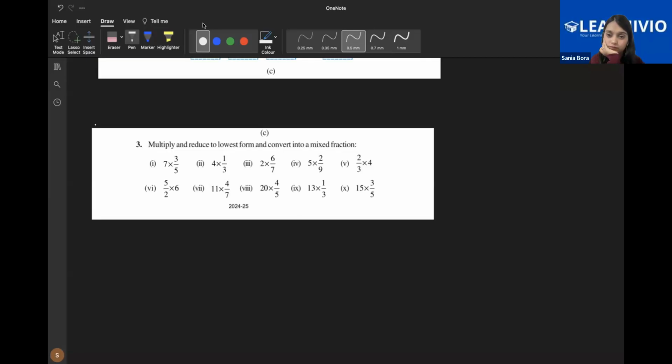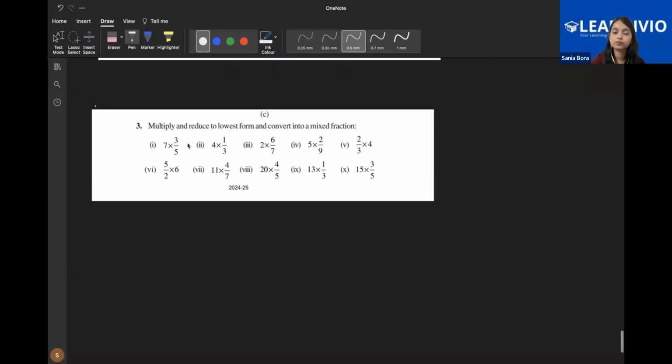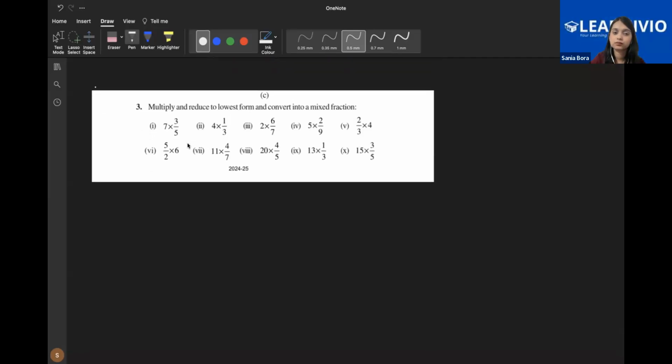Ma'am, in this question, I have just one small doubt, ma'am. Even though we reduce it to the lowest form, we still have to convert it into a mixed fraction, or if yes, we can't reduce only, we have to convert it.